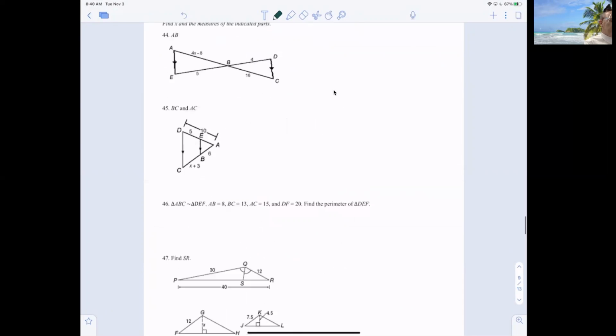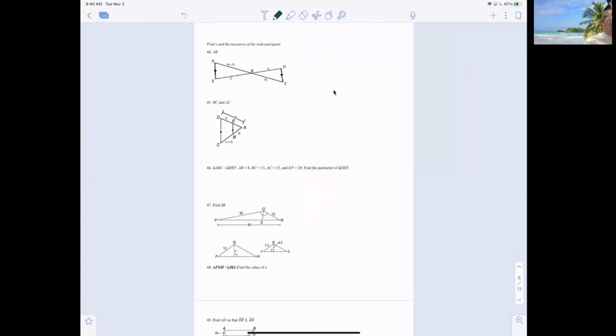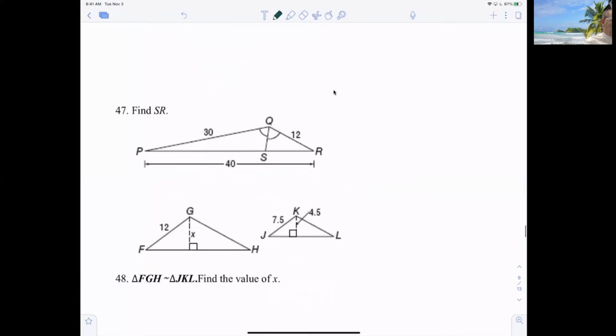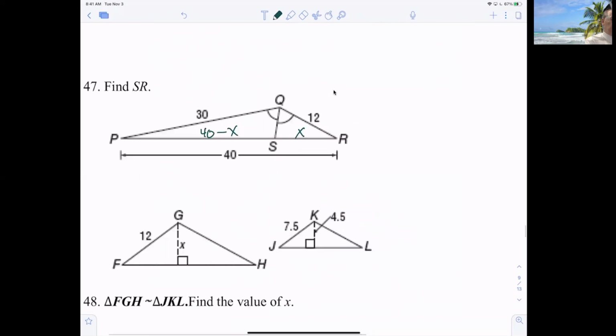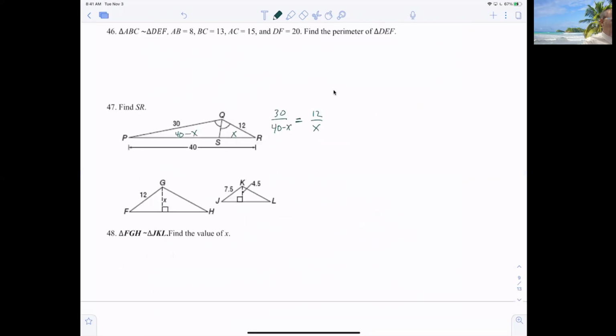All right, let's look at 44 through 48. Anybody have any issue with those? Yeah, okay, so this one's hard because you have to label this X. And then PS would be what? Yeah, 40 minus X. You agree with that? So now it's just 30 over 40 minus X equals 12 over X. You see that? Okay.